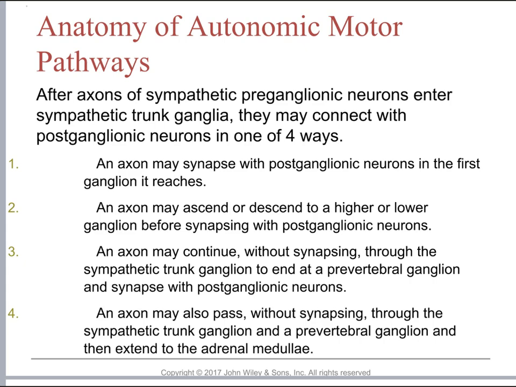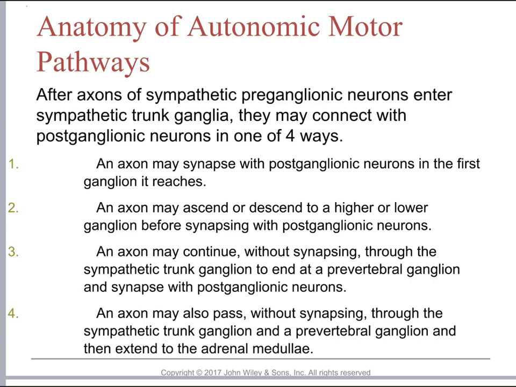So after axons of the sympathetic preganglionic neurons enter sympathetic trunk ganglia, they may connect with postganglionic neurons in one of 4 ways. So we have 4 ways that we get autonomic or sympathetic outflow. Number 1, an axon may synapse with a postganglionic neuron in the first ganglia it reaches. Number 2, an axon may move up or down, so may ascend or descend that chain to a higher or lower ganglia before synapsing with a postganglionic neuron.